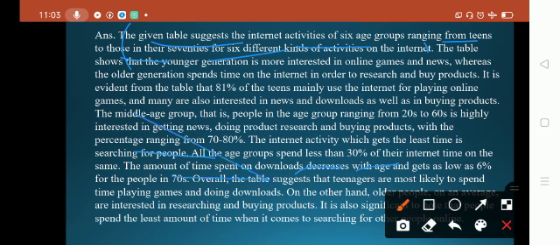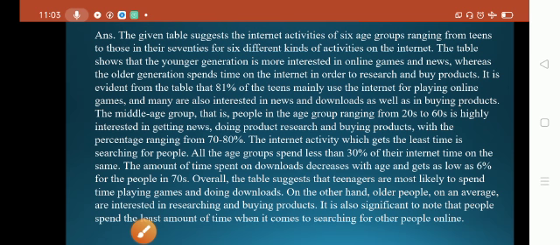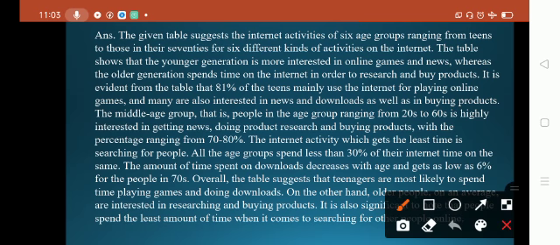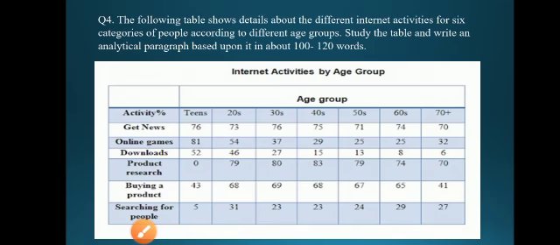The amount of time spent on downloads falls with age and gets as low as 6% for the people in their 70s. Overall, the table suggests that teenagers are most likely to spend time playing games and doing downloads. On the other hand, all people on an average are interested in researching and buying products. It is also significant to note that people spend the least amount of time when it comes to searching for other people. So gradually, step by step, you can provide every information, and at the same time you can compare and contrast with other facts and figures.